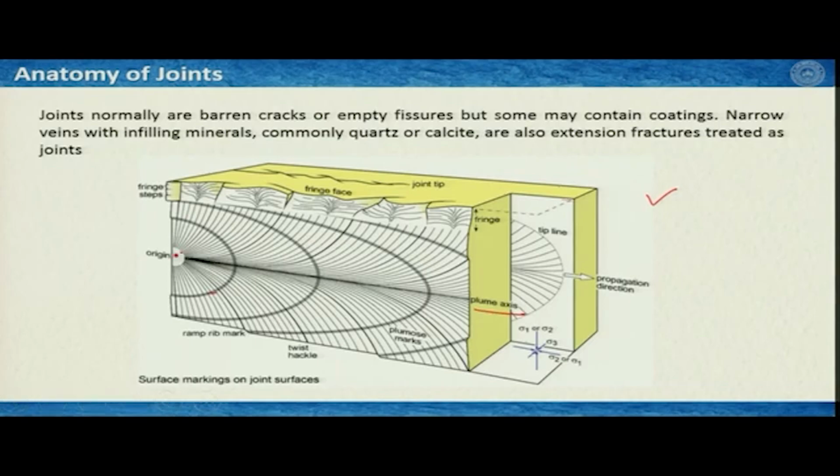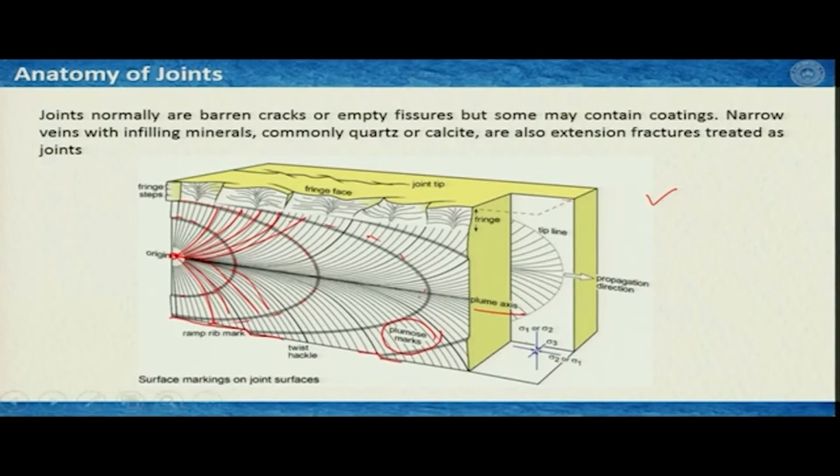And these feather-like features generally originate from where the joint started, and these are known as plumose marks. You can also see around this origin some radiating half circles or half ellipses like this. These are known as rib marks, and rib marks are generally characterized by some sort of steps, and these steps are known as ramp rib marks.